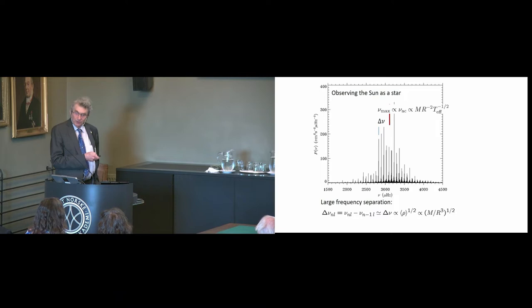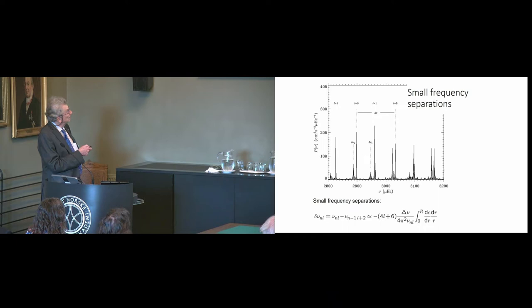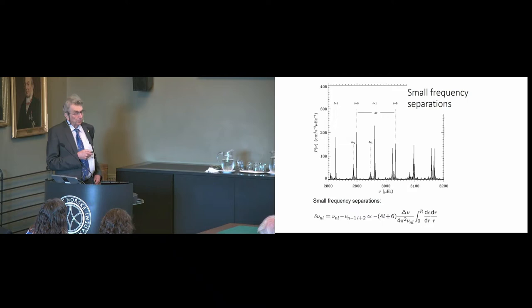Then there's also fine structure in this, and we can see that if we blow the spectrum up. Again, frequency, power. And we see that we have pairs of peaks separated by what we call the small frequency separation, a little delta nu. And again, an equation. But what matters is that this is sensitive to the structure of the core of the star. And so that provides a measure of the age of the star, how much hydrogen has been turned into helium. But it also provides a measure of the conditions of the region where neutrinos are formed.